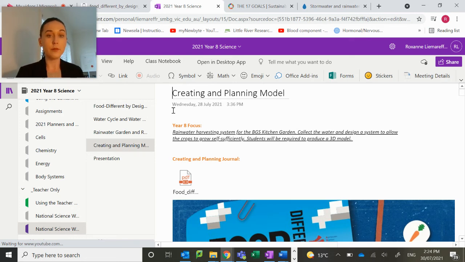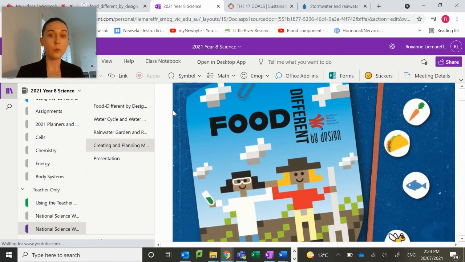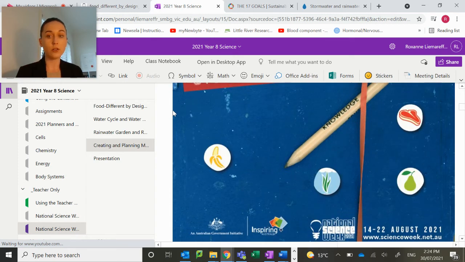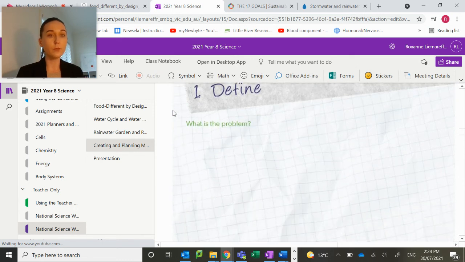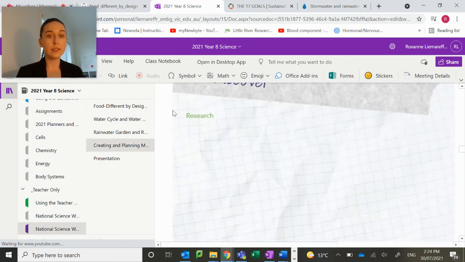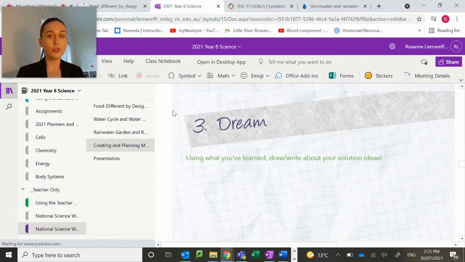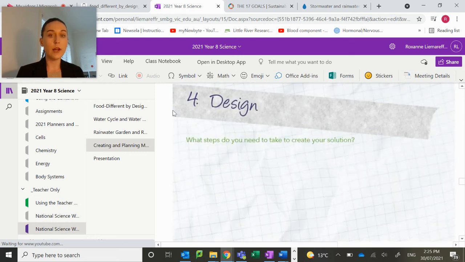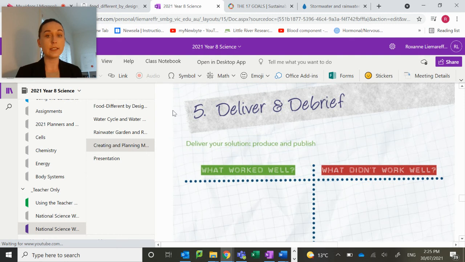You'll be using this creating and planning journal. That's a resource provided by the National Science Week organization, and you can find that online as well. So it goes through all the key principles, defining a problem, finding our problem. We've got questions that I've already spoken to you about that we can be looking at discovering, so our research. Also reflecting on what we have learnt about our solution. Once we have designed and written down all of the steps we needed to take to create our solution, we want to then dissect it and see what worked well and what didn't work well.